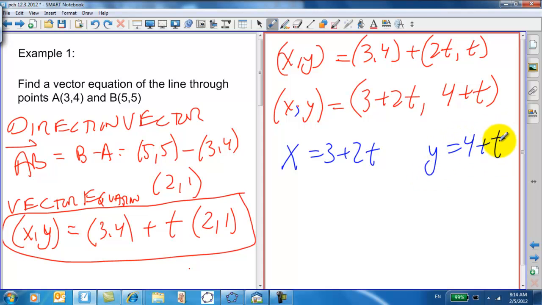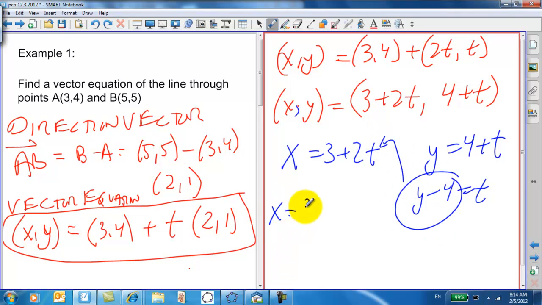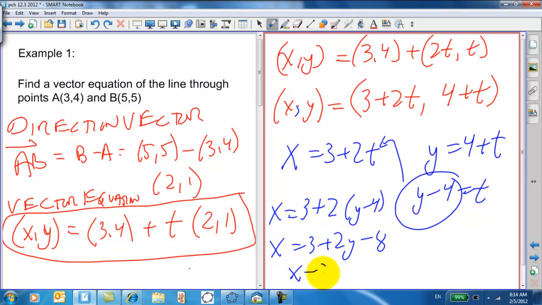I'm doing this so you can see that I'm trying to convince you that is the equation of the line, as we always did here. If we look at this, y equals 4 plus t, and let's solve this for t. So y minus 4 equals t. Now we can substitute this y minus 4 into t over here, and we get x equals 3 plus twice t, which is y minus 4. So we get x equals 3 plus 2y minus 8. So x minus 2y equals negative 5. So there's our equation of the line.